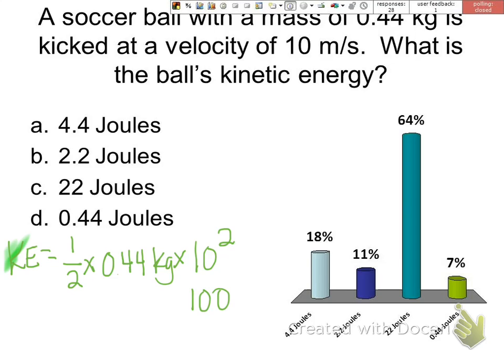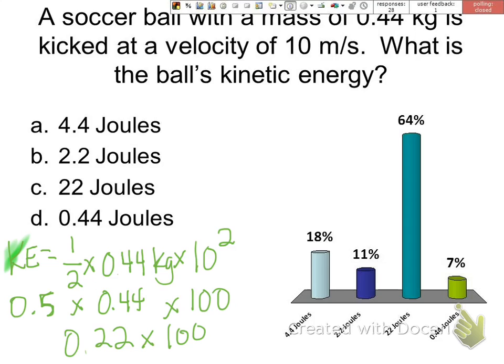100 times 0.44 times 0.5, which is the same thing. All right, so we get 0.22 times 100, which equals 22 joules. Okay, so that's telling me that that's something we're going to have to continue to work on as a class, okay? Good thing the test isn't today, right?